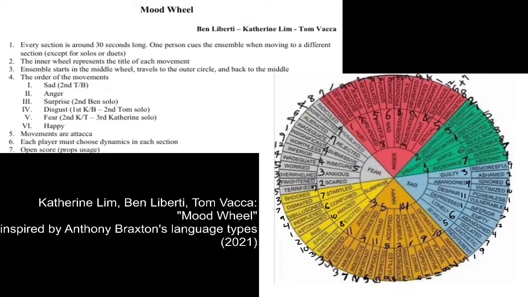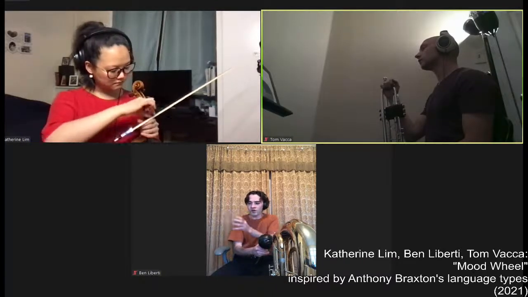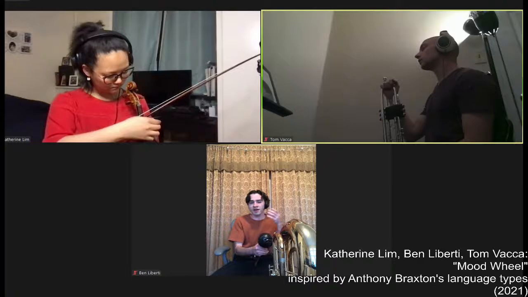And we found a chart of Anthony Braxton's language types. And the language types are basically numbered 1 through 12, and they each are a musical idiom: isolated attacks, intervallic formings, multiphonics. So each number represents a certain device. And so we've organized the circle in a way that fits.